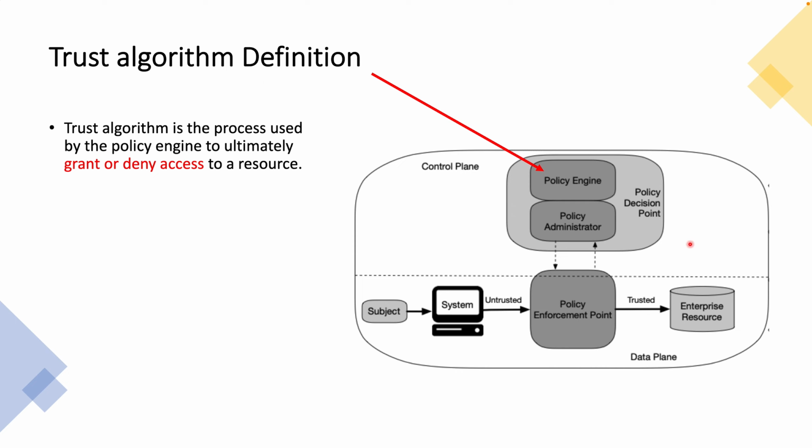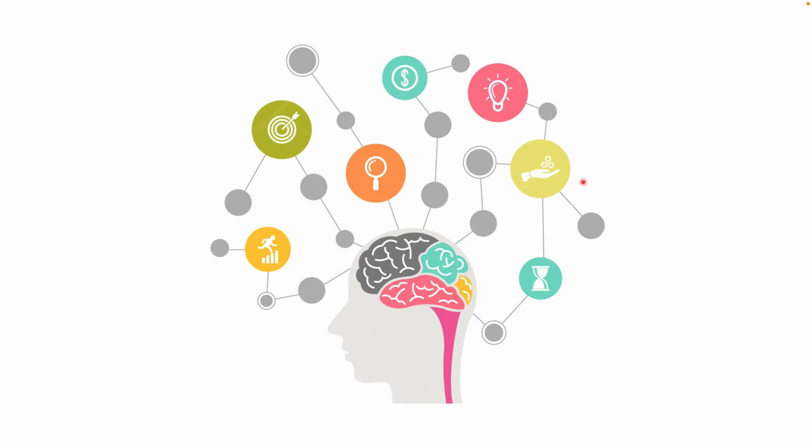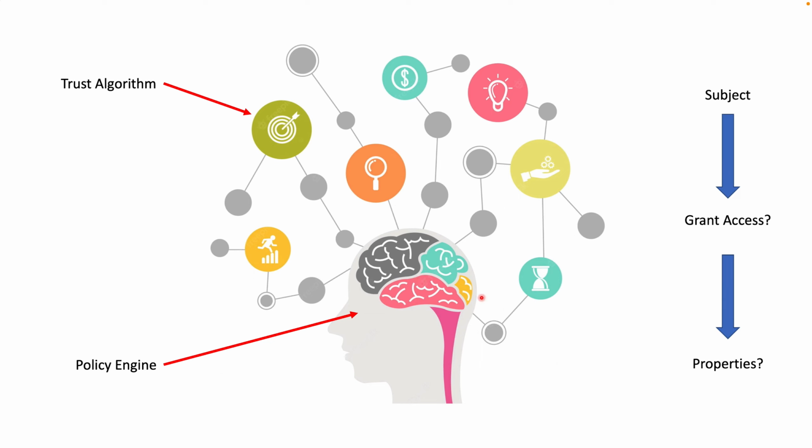Trust algorithm is the core of policy engine. Policy engine is like the brain of zero trust architecture, and the trust algorithm is the way this brain thinks. Like, should I grant this subject access to this resource? Yes, I should, because this subject has a property A or meets the requirement D. No, I shouldn't, because this subject has property B but doesn't have property C. Yeah, a process like this. So this way of thinking is the so-called trust algorithm.